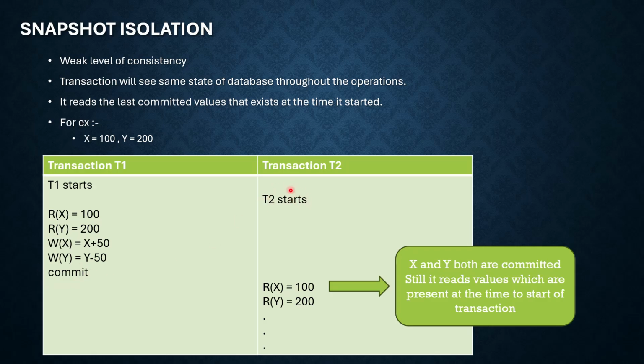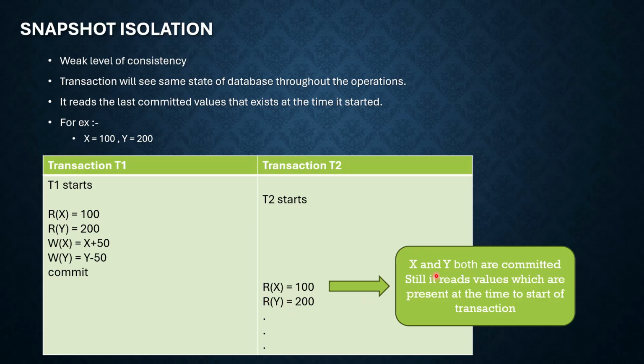In the meanwhile, transaction T2 starts. It also takes the snapshot here. So here T1 has already changed the values of X and Y, but while reading the values of X and Y, T2 will simply get 100 and 200 because it has already taken the snapshot of the database. It will not look into what has happened after taking the snapshot. So that's why it has read only 100 and 200.